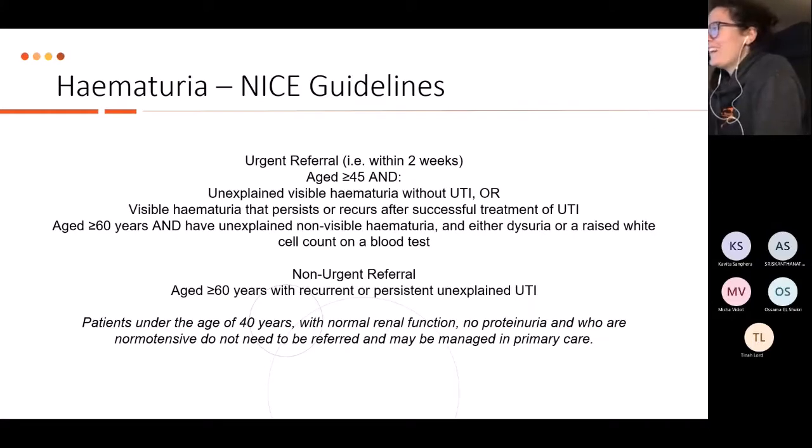So, yeah, NICE guidelines for haematuria referrals. This is really what you want in your head for MCQs and for life. If you are over 45, you can see blood in your urine and there's no evidence of infection, refer. If you can see blood in the urine despite successful treatment of UTI, which I would generally define as you've given them an expected course of an antibiotic. Say you culture the urine, it comes back with E. coli, you can see it's sensitive to, say, nitrofurantoin, and you've given them 3 or maybe 7 days of it and they still have blood in their urine, then you refer.